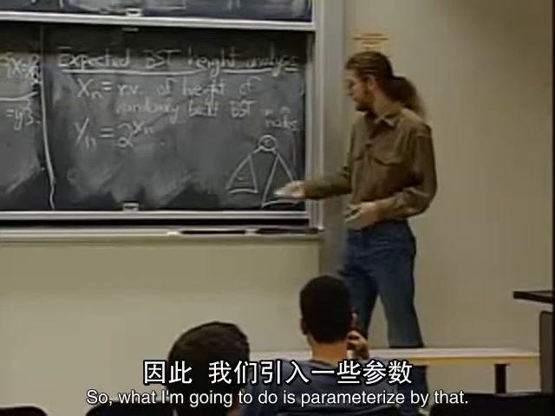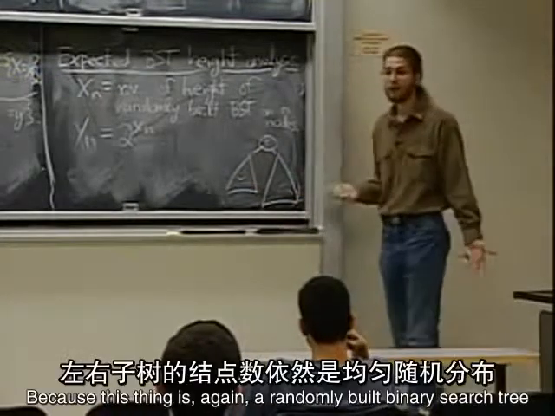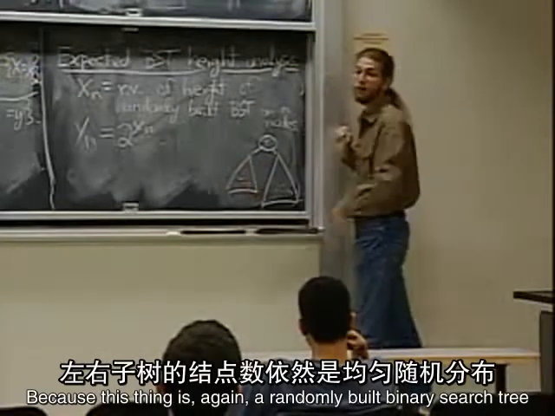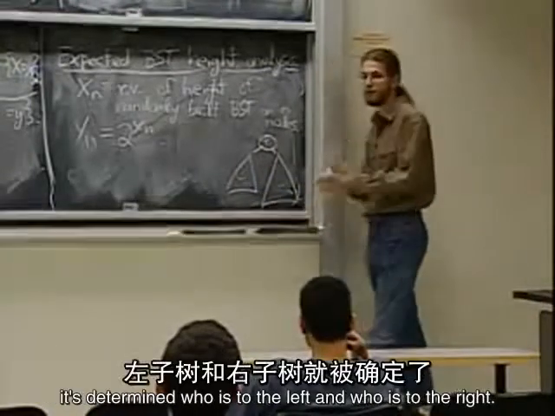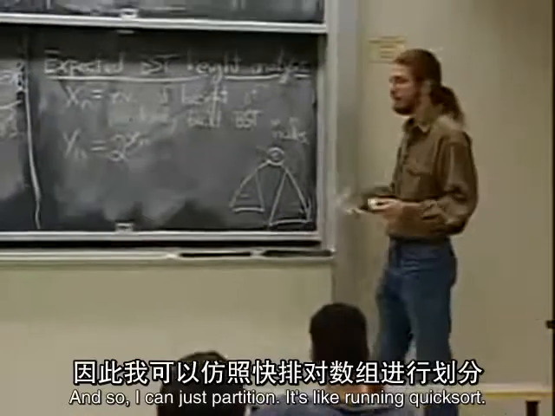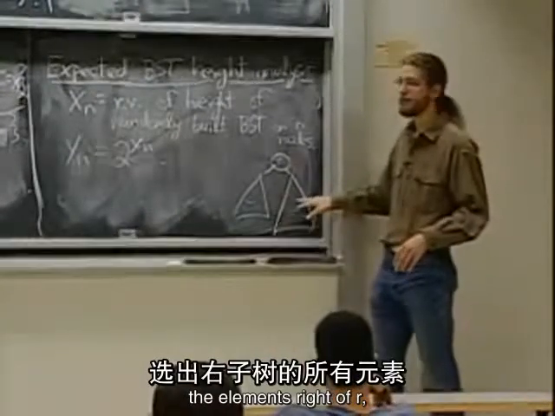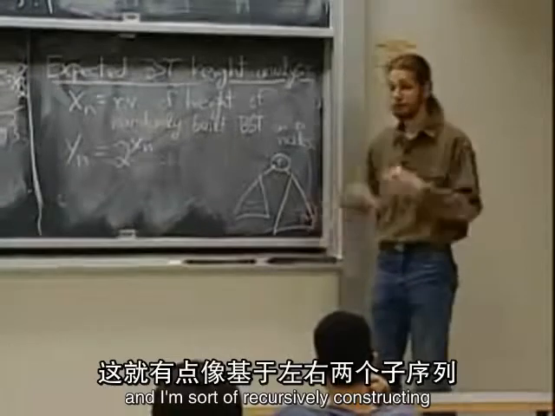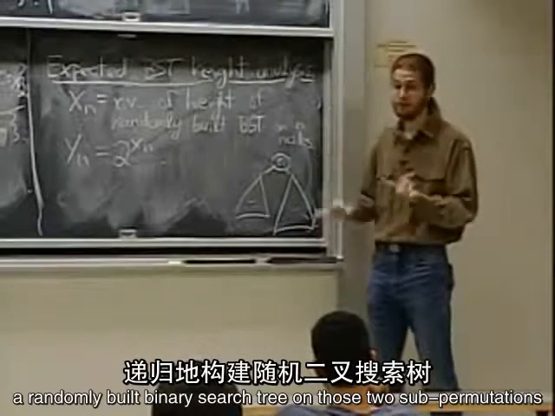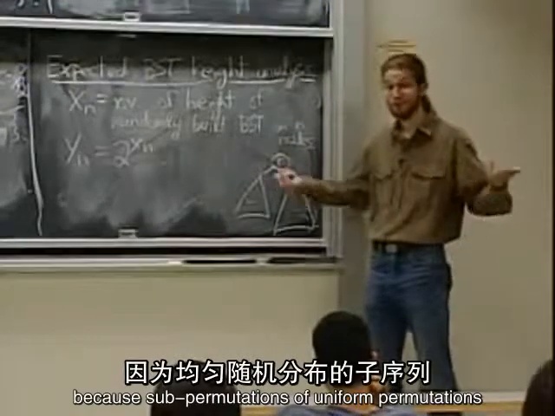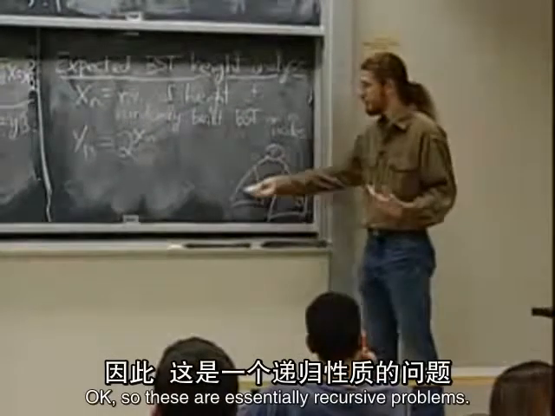So what I'm going to do is parameterize by that. How many elements are over here and how many elements are over here? Because this thing is, again, a randomly built binary search tree on however many nodes are in there. Because after I pick r, it's determined who's to the left and who's to the right. And so I can just partition. It's like running quicksort. I partition the elements left of r, the elements right of r. And I'm recursively constructing a randomly built binary search tree on those two subpermutations, because subpermutations of uniform permutations are uniform. So these are essentially recursive problems.